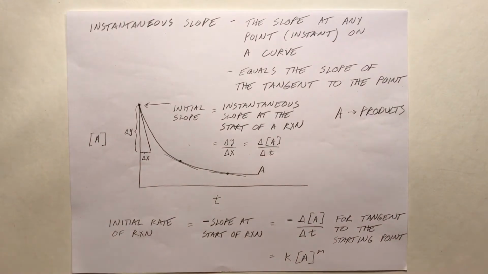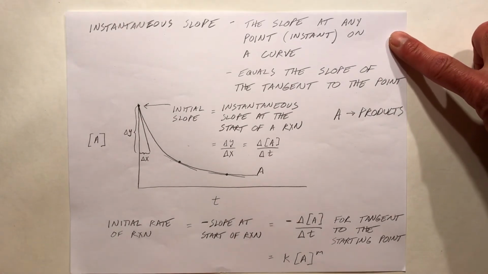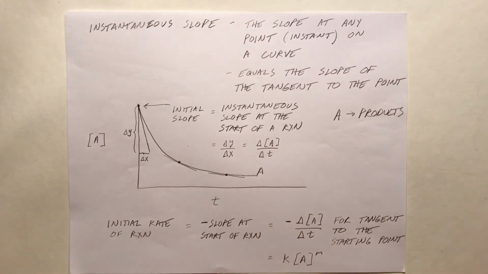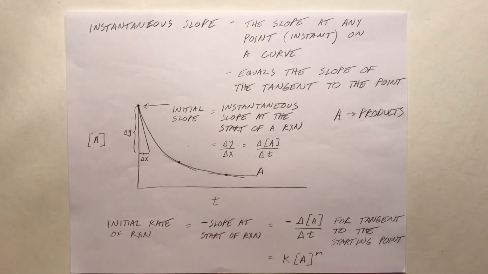Instantaneous slope on any graph is the slope at any instant on the curve. Now, of course, if you have a straight line, the slope anywhere on the straight line is going to be exactly the same, so the average slope and the instantaneous slope would be the same. If you have a curve, you could graph out the line, just like we have here with our concentration versus time graph.